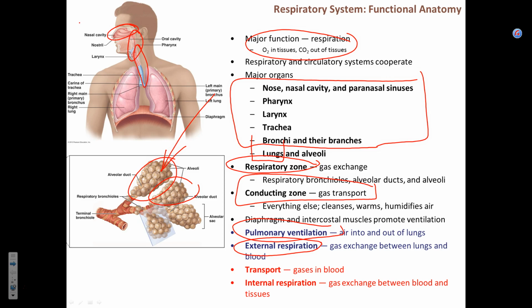Then there's a small and, rather, sort of not so important component of transport. So oxygen gets delivered to tissues and CO2 gets delivered from tissues back to the alveoli. And there's a component called internal respiration, which is the gas exchange between the tissues and the blood. The moment where oxygen actually gets to the tissues and CO2 moves from tissues to the blood. Any questions about this? The basic structure.